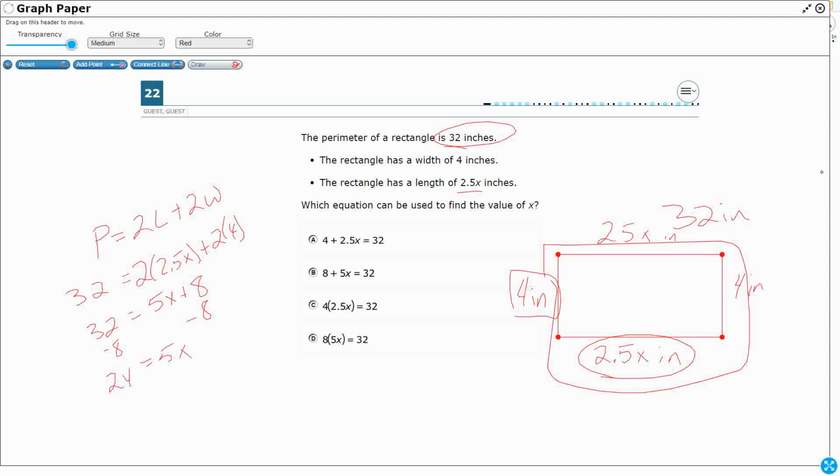But actually, we didn't even need to go that far. Look, I went one step too far. Rather than actually solving for x, they just want us to find the equation. That was right there. They put the 32 on the other side, and they swapped the 5x and the 8, but that's totally fine. Our answer here is B.